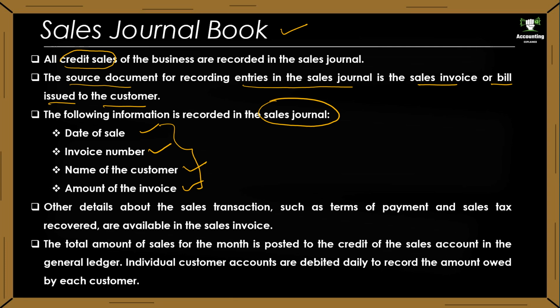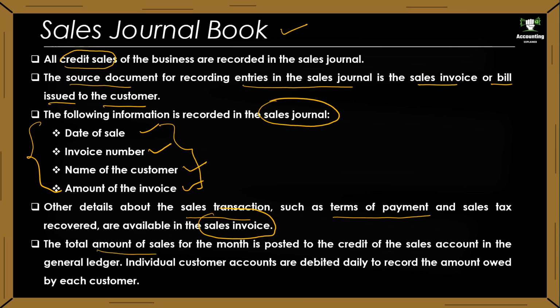If we want to look into the other details about the sales transaction, like the terms of payment, how much credit you have allowed to the customers, like 30 days credit or 2 weeks credit or 60 days credit, all these details will be available in the sales invoice, or else the sales tax recovered. These details are available in the sales invoice and not in the sales journal. Sales journal will have only the information which we have seen.